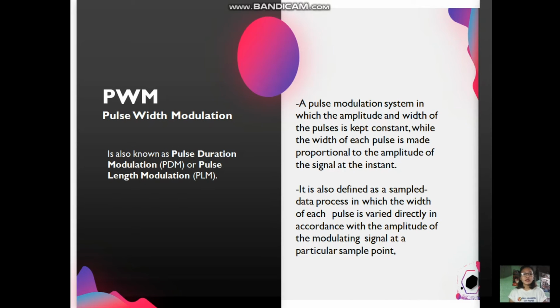Now, PWM, or pulse width modulation, is also known as pulse duration modulation or pulse length modulation, PDM or PLM. A pulse modulation system in which the amplitude and width of the pulses are kept constant, while the width of each pulse is made proportional to the amplitude of the signal at the instant. It is also defined as a sampled data process in which the width of each pulse is varied directly in accordance with the amplitude of the modulating signal at a particular sample point.